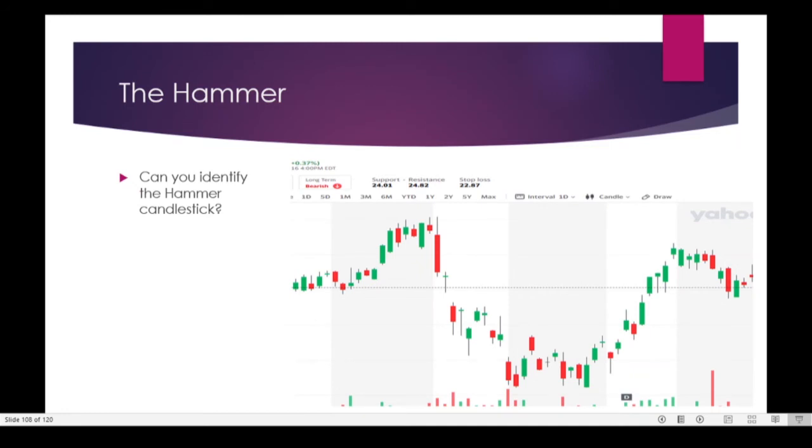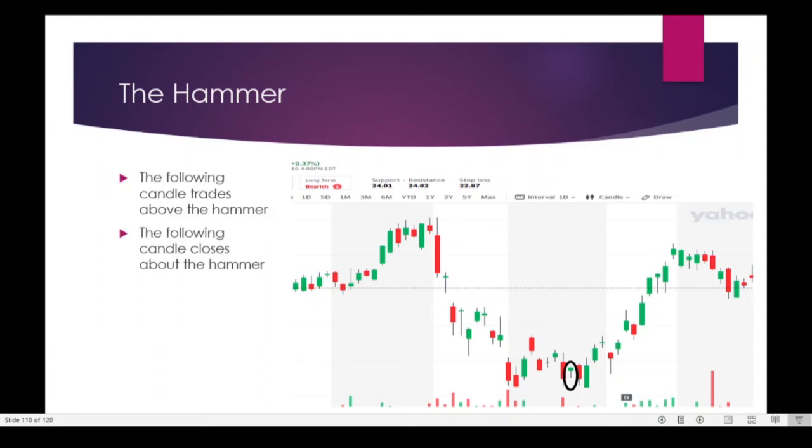Now, here's another chart. Can you identify the hammer candlestick? Here is a possible hammer that's possibly tradable. As I said in the previous slide, some traders may jump into this possible trade once the candle starts trading above the hammer. For traders who like to see where the candle closed, this candle closed below the hammer candle. So for those traders, it's a non-trade.